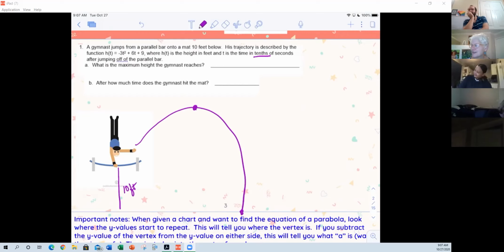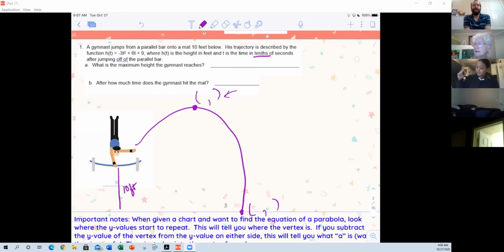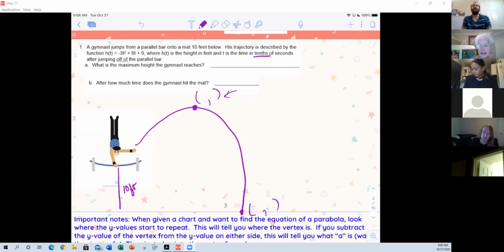And also, how much time does it take the gymnast to hit the mat? So we want to know one of these coordinates, and we also want to know the other. My first question is, which coordinate are we looking for here? Are we looking for the h, or are we looking for the k, when I'm asking you for the maximum height? K. K, yes, thanks, Timothy.